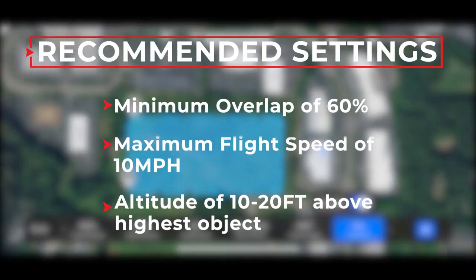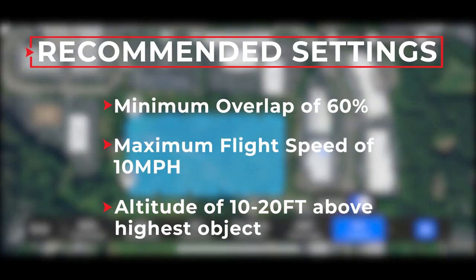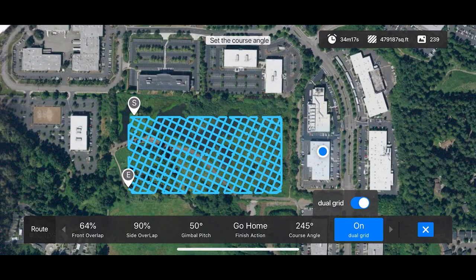For optimal results from your missions, we recommend a minimum overlap of 60% and to attempt to keep the flight speed under 10 miles an hour if possible, because the slower the flight speed, the better photos you're going to get. Set your flight altitude to 10 to 20 feet above the highest object, or the highest legal flight altitude, whichever number is smaller. So now that we've adjusted our flight route options, let's go ahead and take a look at our main screen again.